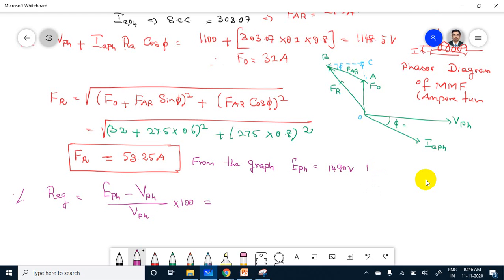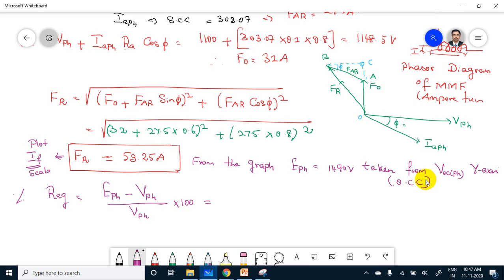This is taken from the VOC phase, which is represented on the y-axis. Okay, it is the open circuit characteristics. The IF we have to plot on the IF scale.